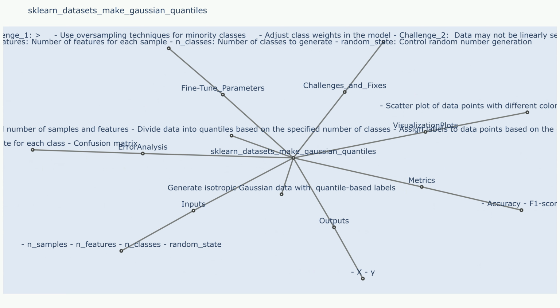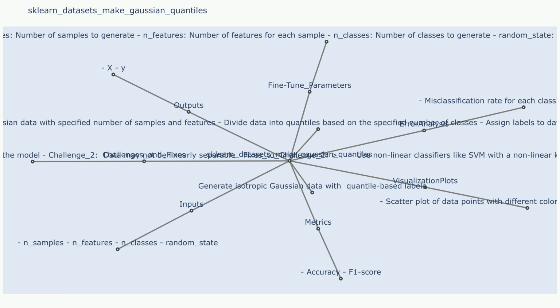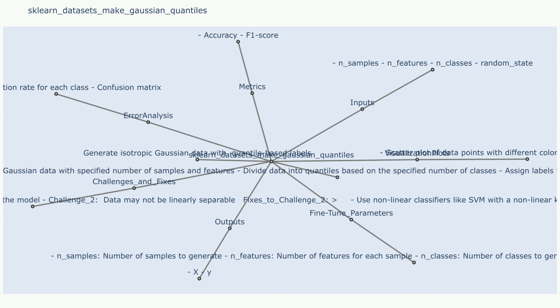Visualization plots. Scatter plot of the data points, colored by class label. Histogram of the projected values, showing the quantiles used to separate the classes. Fine-tune parameters. Mean. Changing the mean of the Gaussian distributions will shift the centers of the clusters.